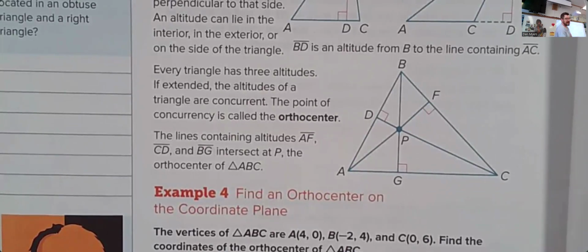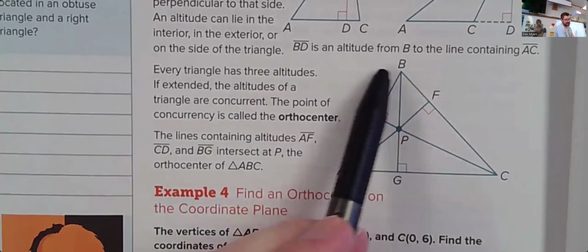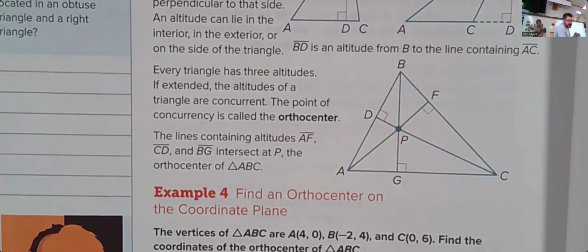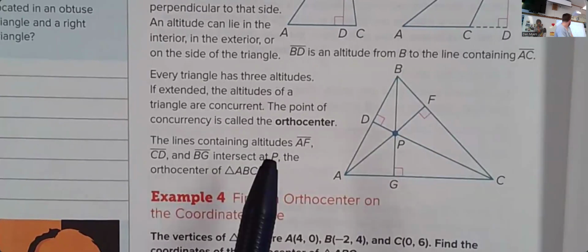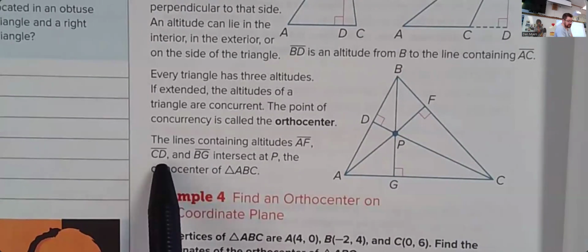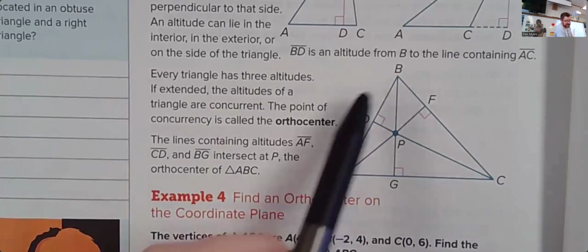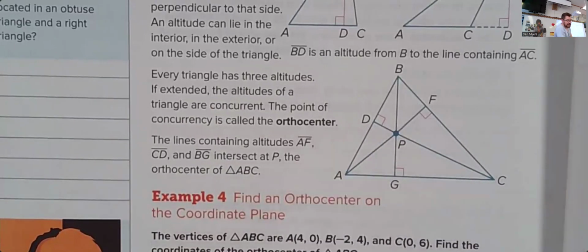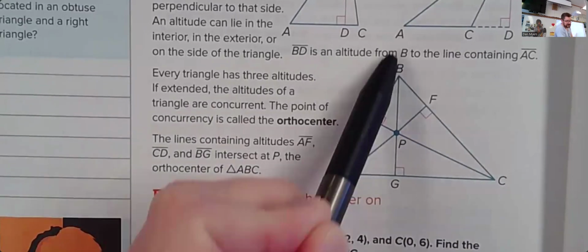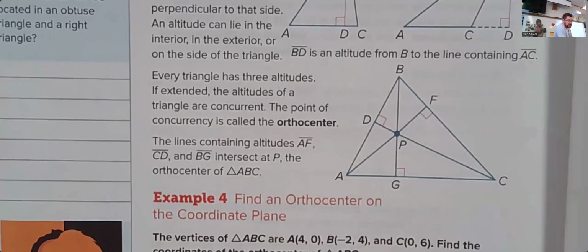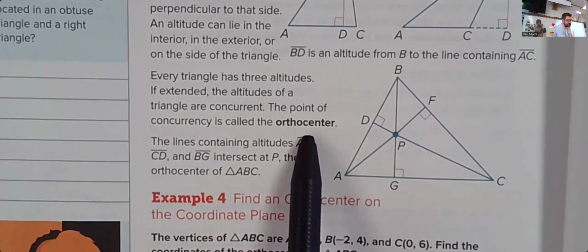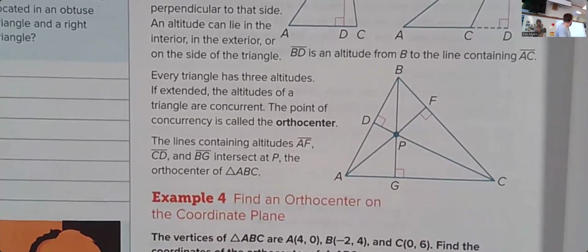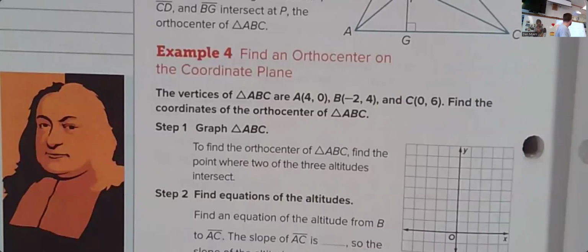But aside from the fact that they are concurrent, they all intersect at the same place. So the lines containing altitudes AF, so AF is an altitude because it is perpendicular to the side BC. CD is an altitude because it is perpendicular to the side AB. And then BG is an altitude because it's perpendicular to the side AC. All three of those lines intersect at one point, P, which is the orthocenter of that. So, using vertices once again.